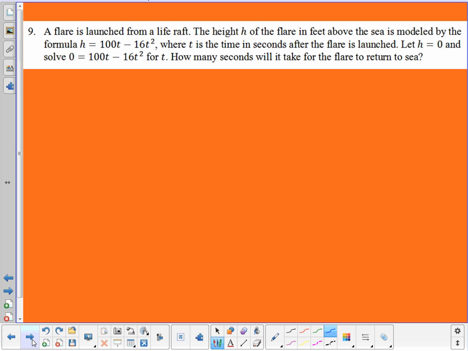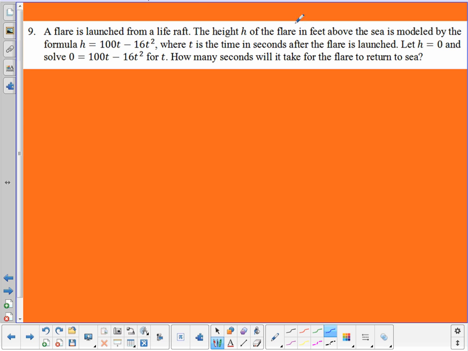All right, let's flip over to the back and let's talk about these application questions. So in number 9, it says a flare is launched from a life raft. The height h of the flare in feet above the sea is modeled by the formula h is equal to 100t minus 16t squared, where t is the time in seconds after the flare is launched. Let h equal 0 and solve the equation for t. How many seconds will it take for the flare to return to sea?